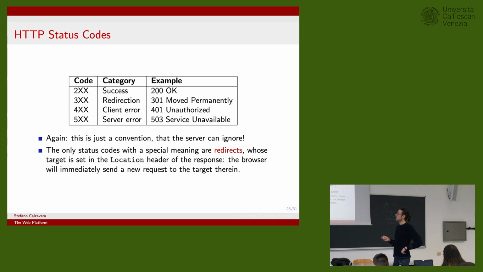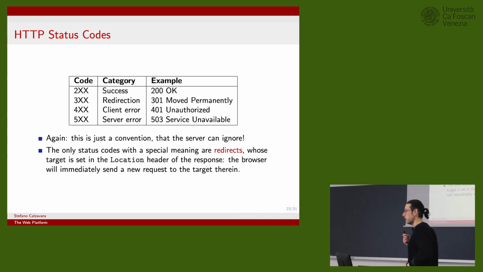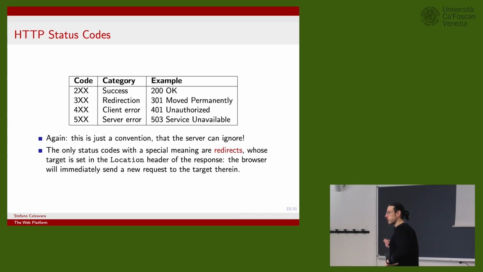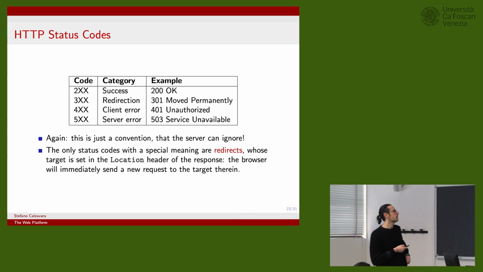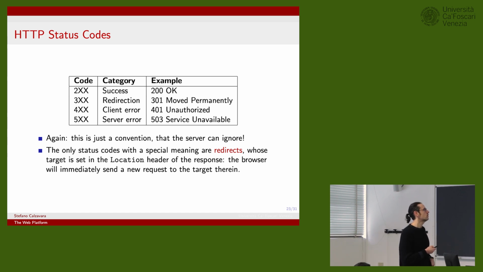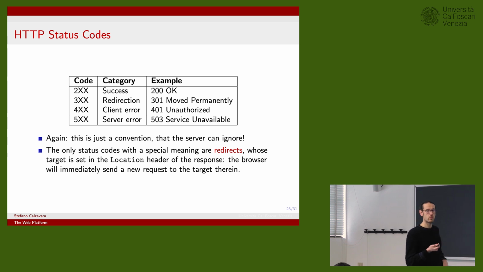Status codes are plenty. I don't know the exact number, but there are many status codes. What is interesting to remember is that they are divided in categories, where the first digit of the status code gives you the category. So if the status code starts with 2, that's success. So the server processed the corresponding request correctly. An example is 200 OK. We already mentioned that.